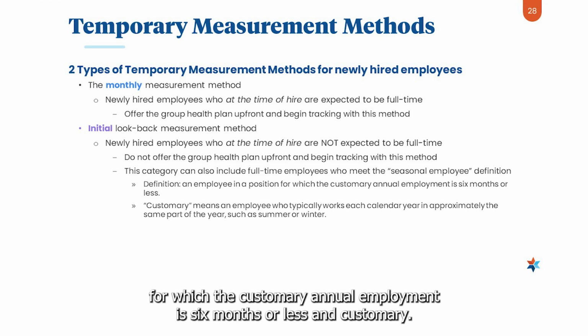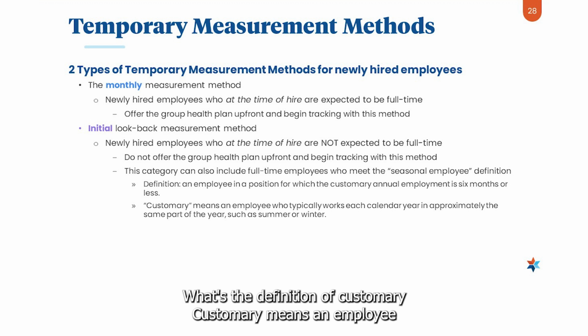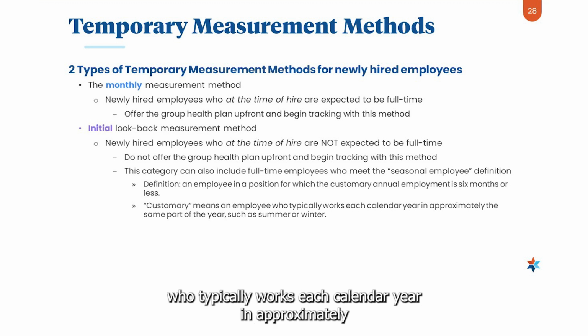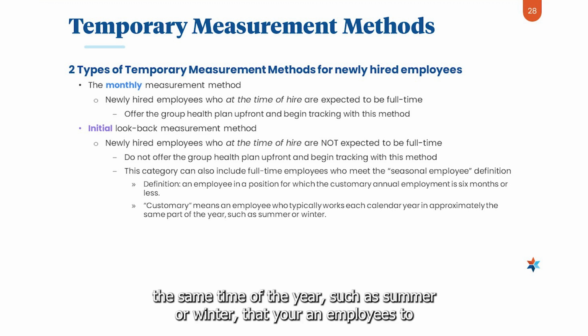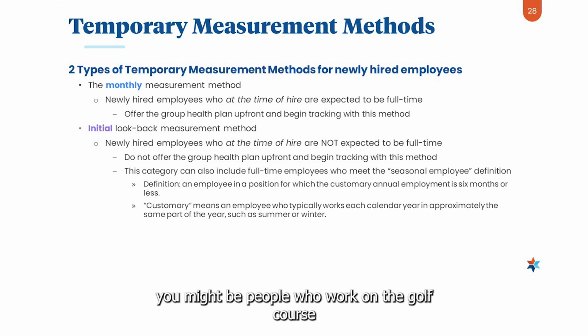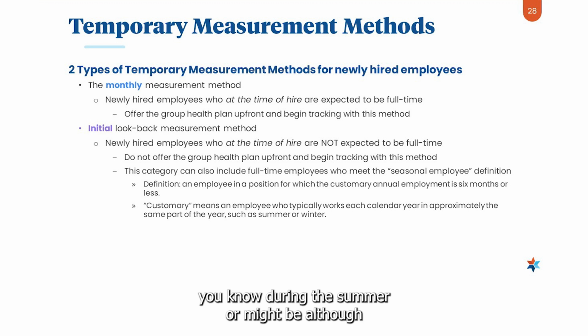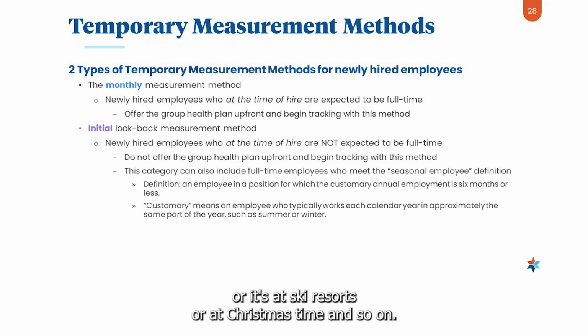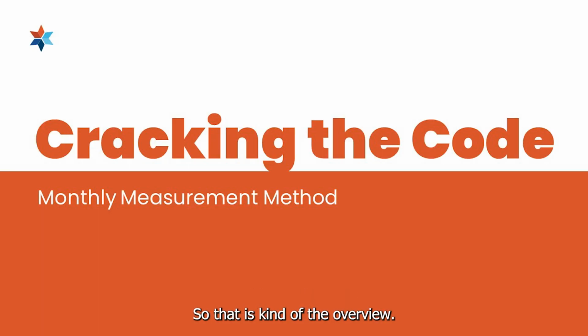And customary, what's the definition of customary? Customary means an employee who typically works each calendar year in approximately the same time of the year, such as summer or winter. That's your seasonal employees. So you might have people who work on the golf course during the summer, although that might be too long of a period, so they might not be seasonal, or at ski resorts or at Christmas time and so on. So that is kind of the overview.